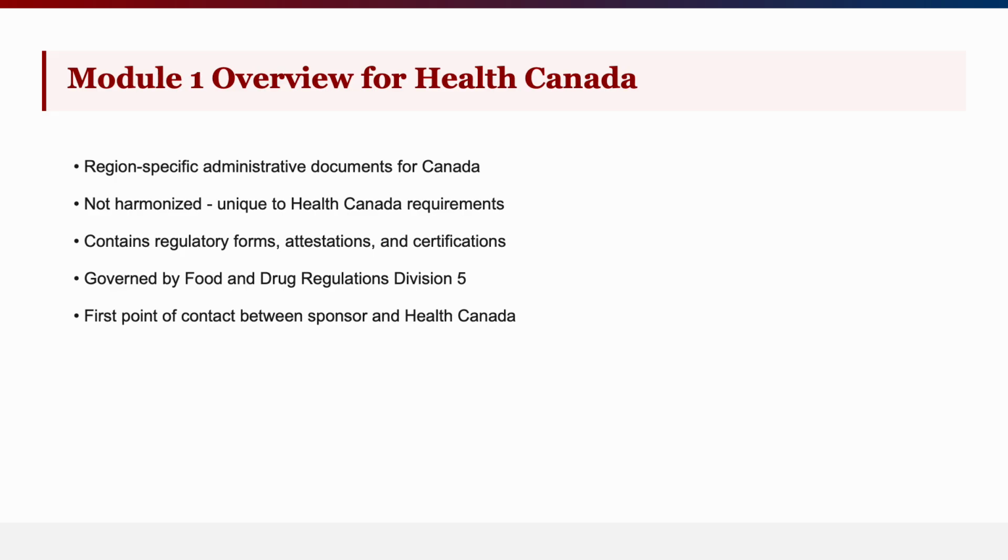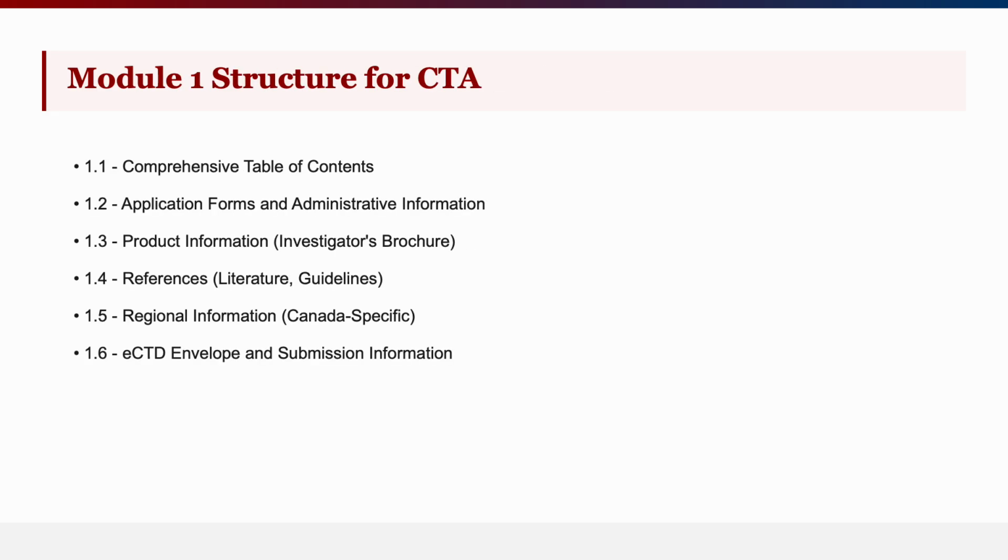Module 1 is your first point of contact with Health Canada. Before reviewers examine your non-clinical data or clinical protocols, they'll process your administrative package in Module 1. The quality and completeness of this module sets the tone for your entire submission. A CTA that fails screening due to Module 1 deficiencies wastes valuable time. Health Canada's screening process specifically checks for completeness of administrative requirements, so getting Module 1 right is essential for an efficient review.